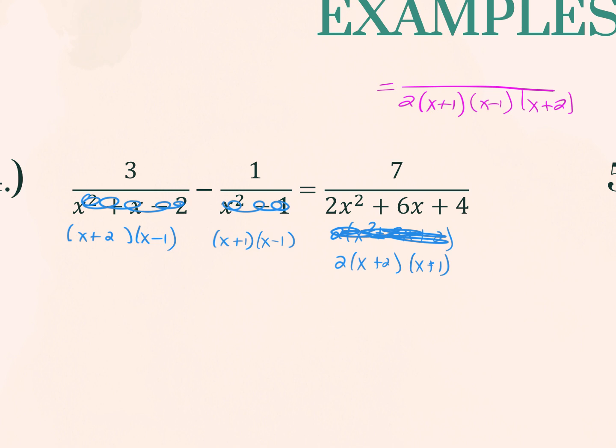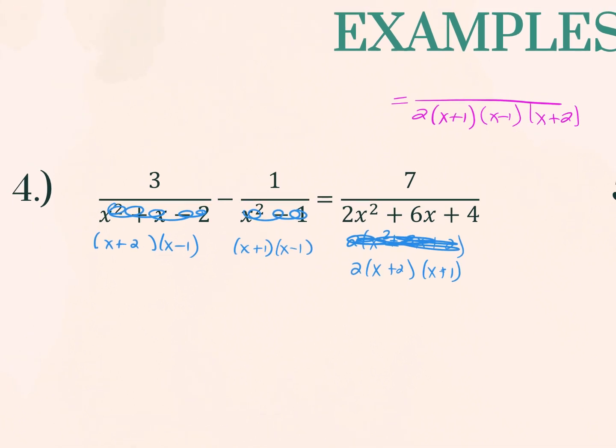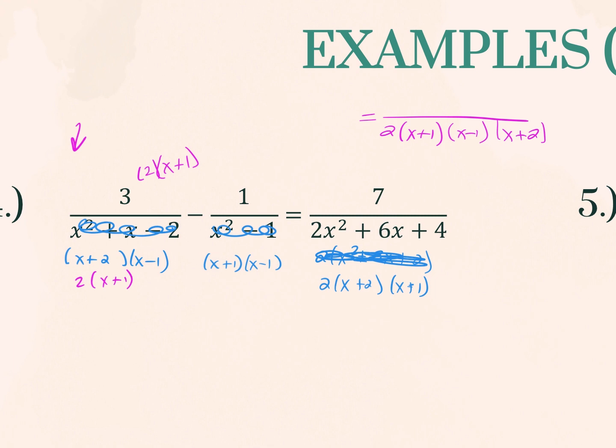So now that I can look and I can compare, I'm going to look at each fraction separately, the one where my numerator is 3. I have the x plus 2 and the x minus 1. What am I missing? I'm missing a 2, and I'm missing an x plus 1. You guys agree? Okay, so 2 and the x plus 1, good. My second fraction has the x plus 1, x minus 1. What's it missing? The 2 and the x plus 2, good. So 2 and x plus 2.